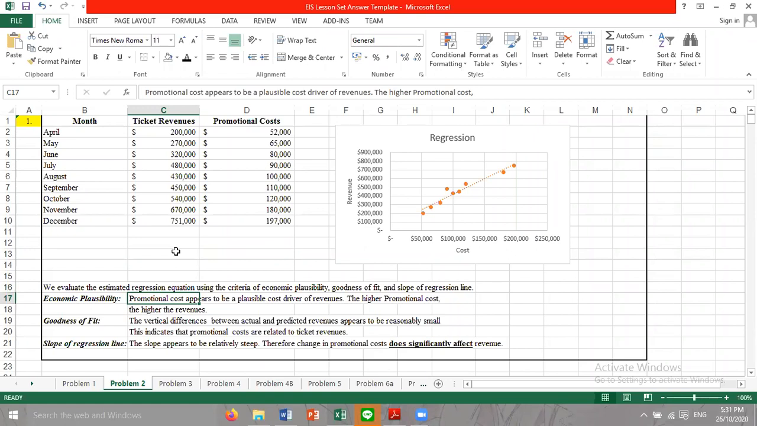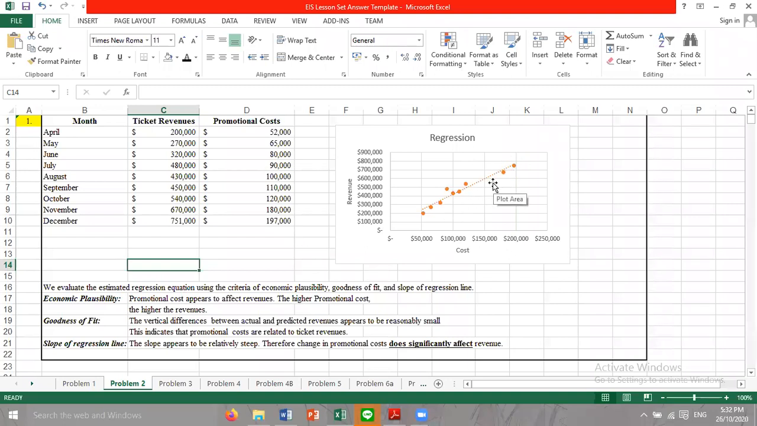Economic possibility is practically a criterion to ask whether promotional costs and revenue have a relationship, whether it's possible for us to assume that they do. In this case, since we can clearly see an upward sloping line and the dots are not scattered, we can say that it is economically possible that promotional cost appears to be a cost driver of revenues, or appears to affect revenues.